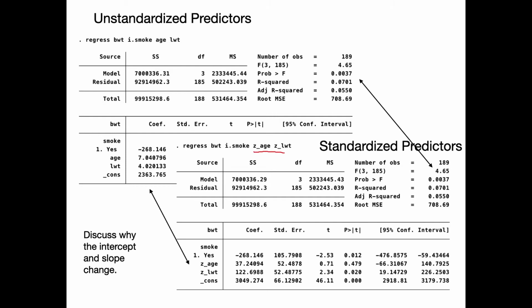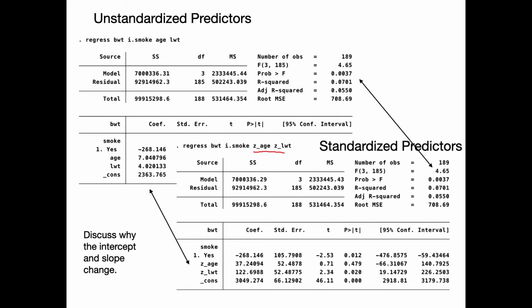So what I've got here on this screen is up here on the top we've got the unstandardized predictors, the regression model from that, and down here with the standardized predictors. So we have the uncentered values, the z-scored values. What I want you to pay attention to here is why might the intercepts and the slopes be different for age and weight, and also the intercept, but why might smoke stay the same? So why do these 3 change, and then why is this one the same?